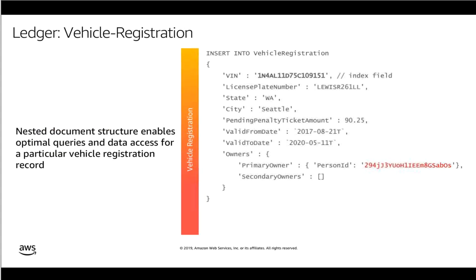Moving on, let's look at the nested structure. Here we have purposely decided to create an owner's struct object. As you can see, we need both the primary owner and the secondary owners. We could have had a separate table called owners and then done another relationship with that table. But in QLDB, it's actually very efficient to store the data in the same document, so to speak.